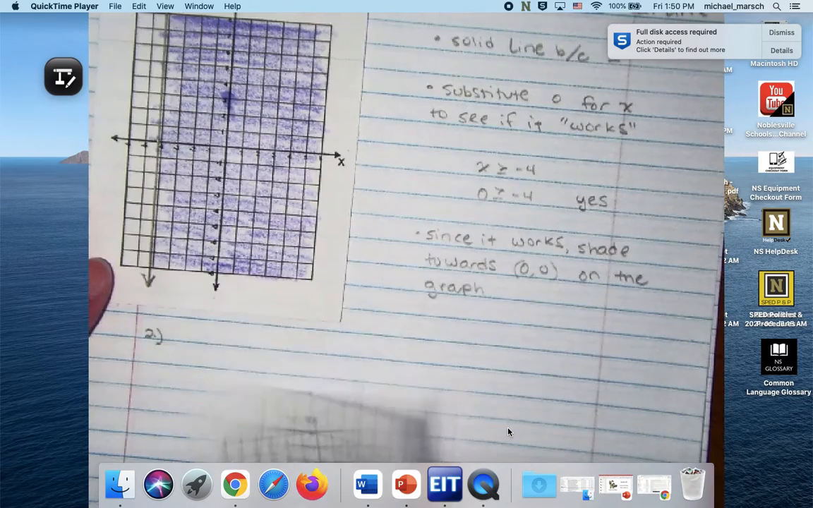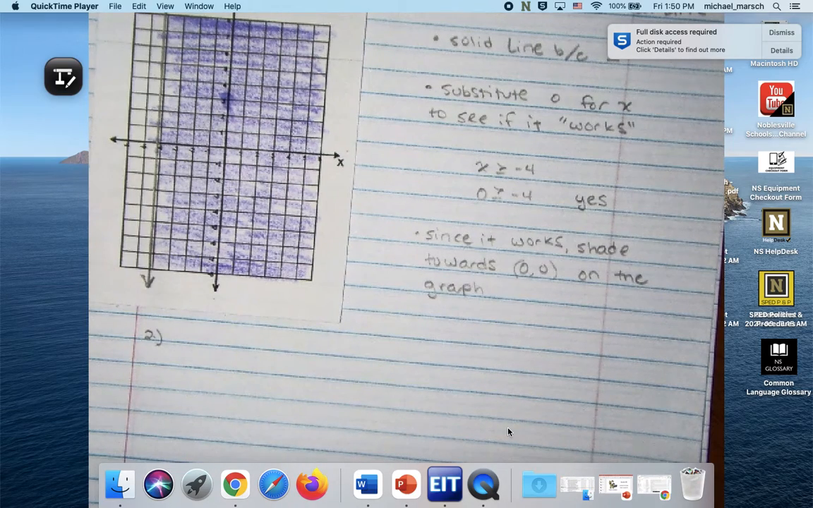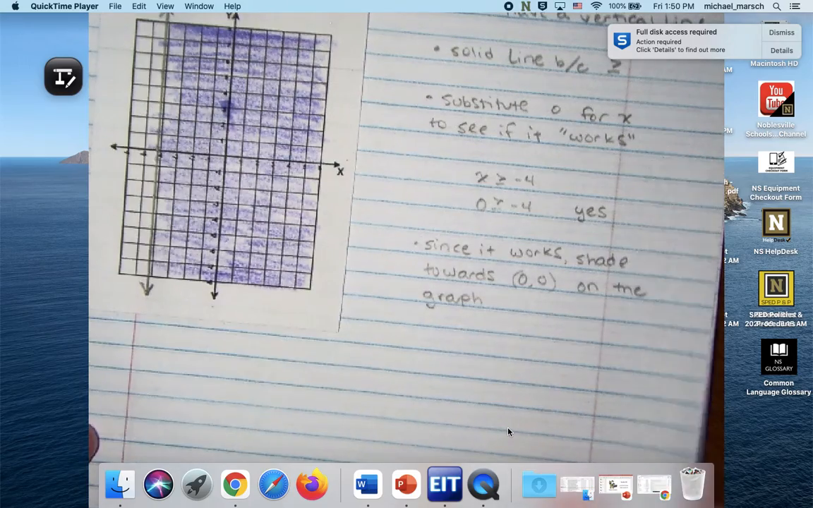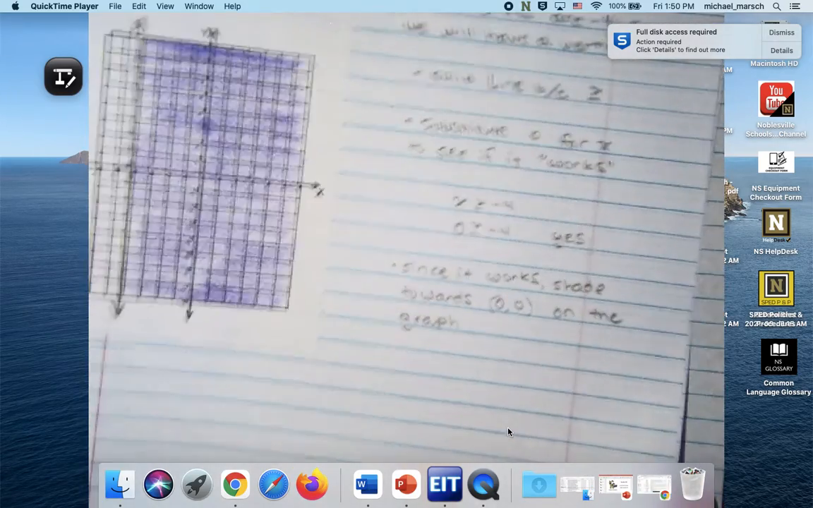I don't think the next one's going to fit on here. I'm going to go to the next page. Is anybody still copying this?